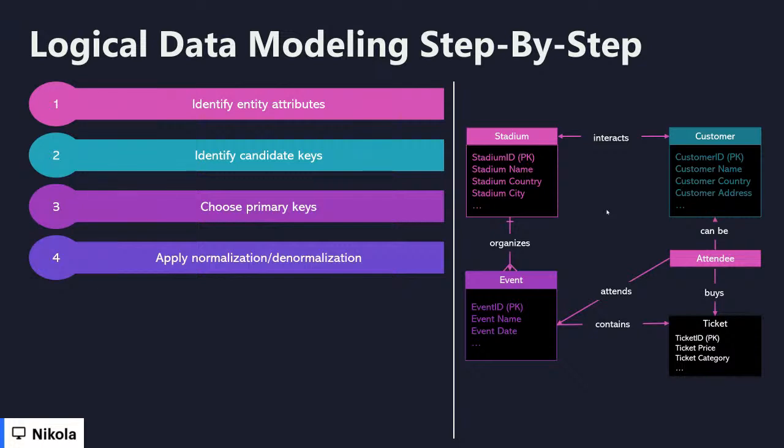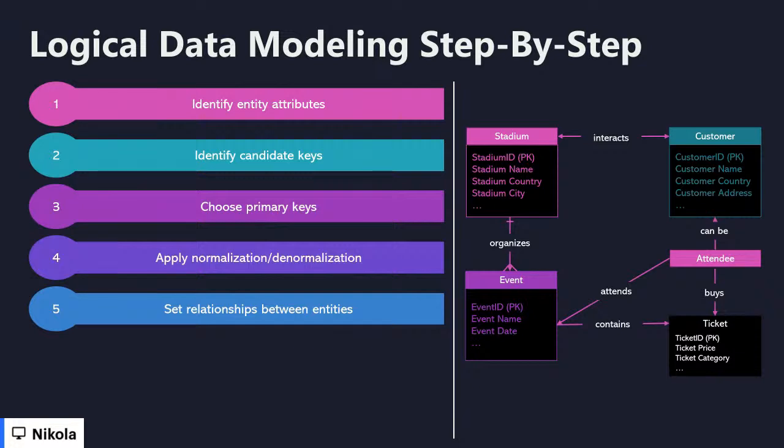Apply normalization or denormalization to the data model. Again, we will discuss normalization and denormalization in more detail later in this webinar. At this moment, keep in mind that normalization should eliminate data redundancy and is very common in OLTP systems, which we'll also talk about very soon. On the other hand, denormalization is the opposite process. It's predominantly used in analytical systems or OLAP systems to minimize the impact of join operations and speed up the data reading process.